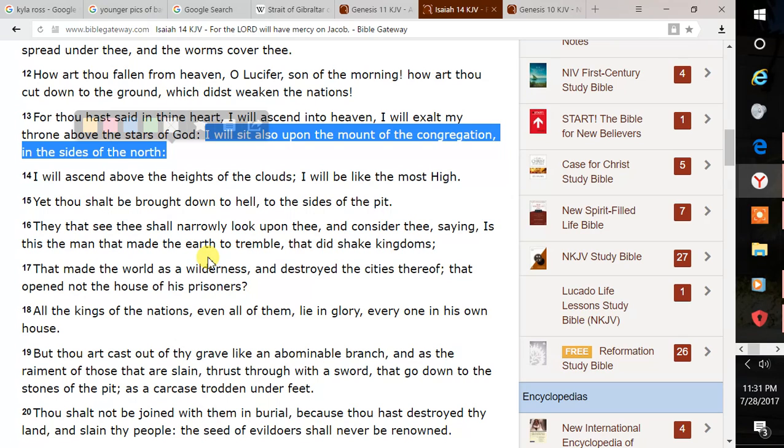So I'm going to read that. I'm going to place a link of a document which you guys can read and have a good understanding that that word interpreted serpent in the Bible is interpreted wrongly. It has nothing to do with a snake. It has something to do with a man.